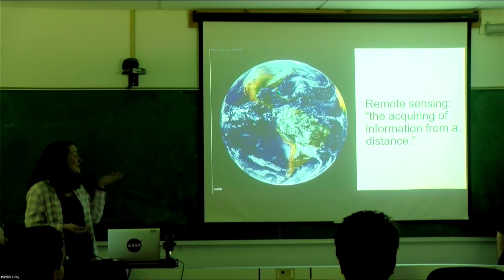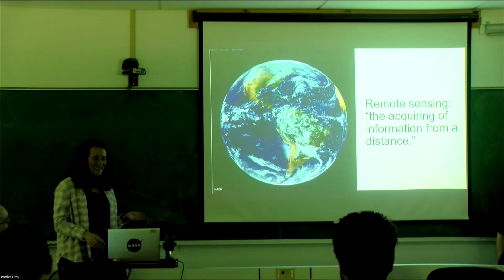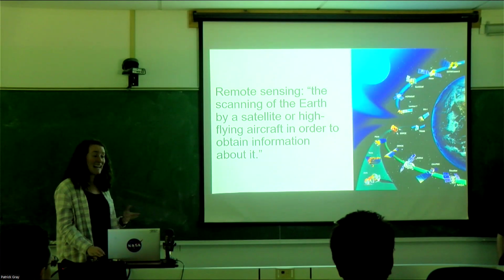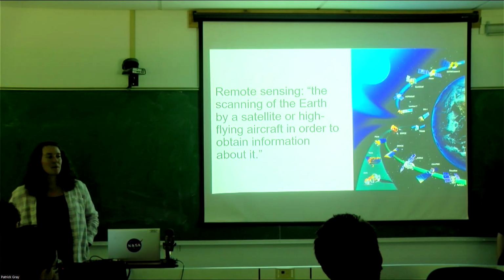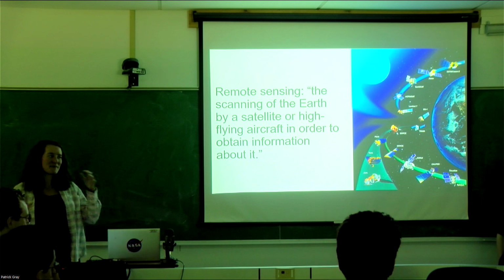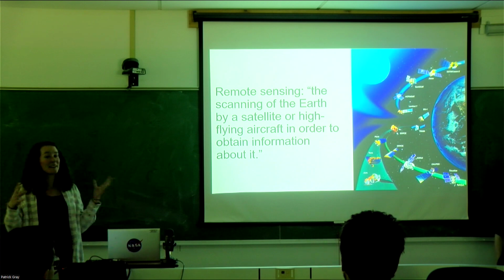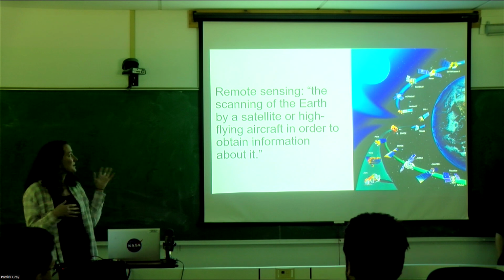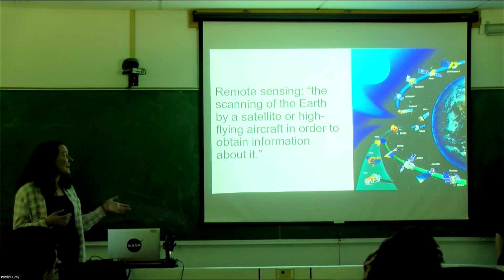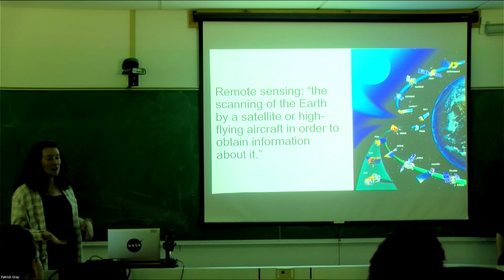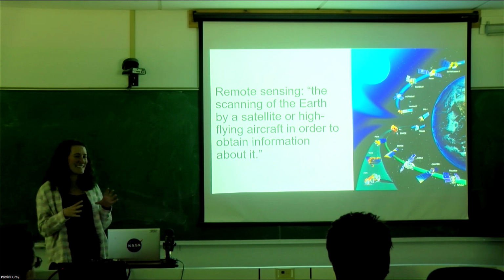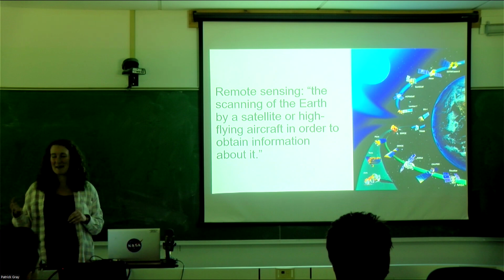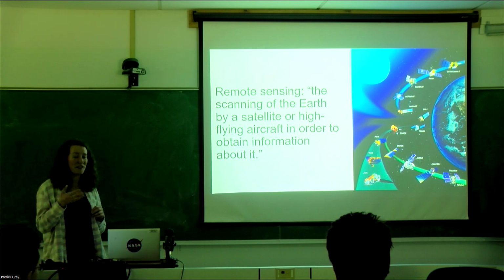By this definition, perhaps. So if we could get a little bit more specific, this is NASA's definition of remote sensing, which I think gives us some important parameters, but we might want to think about whether these are actually limiting us now that we've narrowed the scope. So: the scanning of the Earth by a satellite or high-flying aircraft in order to obtain information about it. The piece that I really like from this is the obtain information about it, because it's giving you a purpose and a goal in your method.